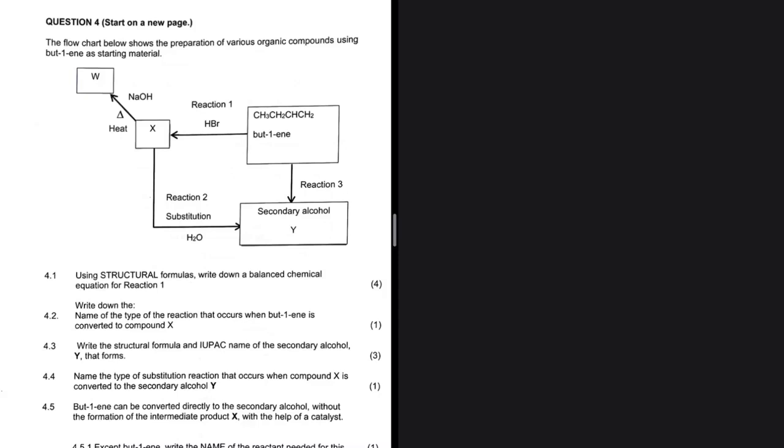Using structural formulas, write down a balanced equation for reaction 1. Let's go ahead and take a look at reaction 1. We are starting with but-1-ene. We are adding a hydrogen and a halogen to get some product X.